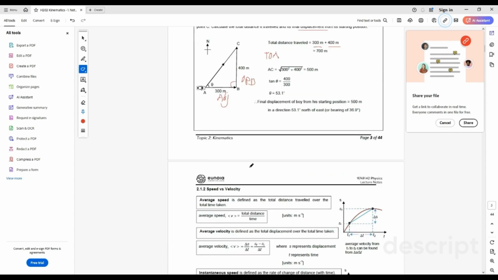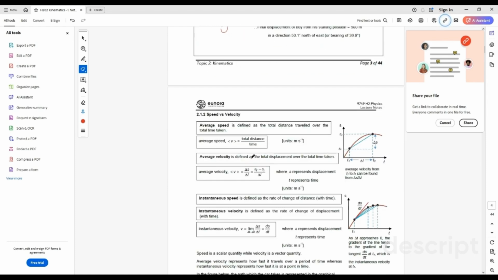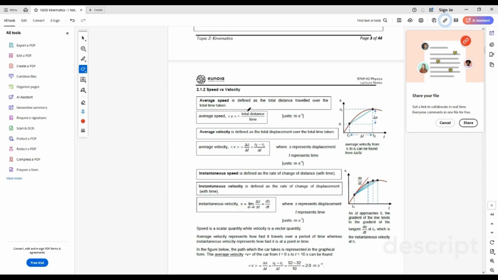So now I'll just be going through the fundamentals of speed versus velocity. Average speed is always the total distance traveled over the total time taken, which means that even if you stop and the time is still running, we still need to account for the time where the vehicle stopped, for example. And then average velocity is defined as the total displacement over the total time taken, which means that we're actually measuring the shortest distance between the starting point and the end point.